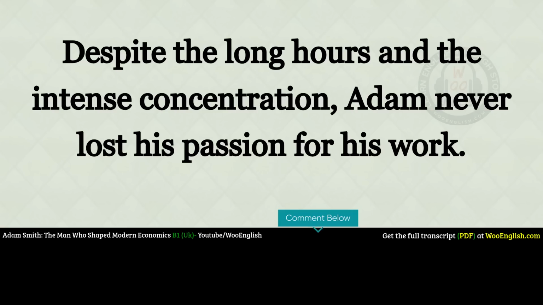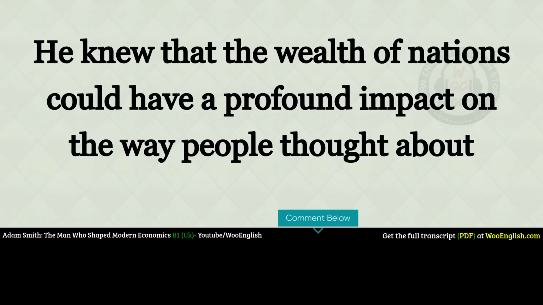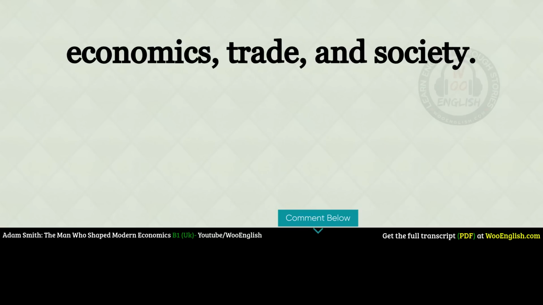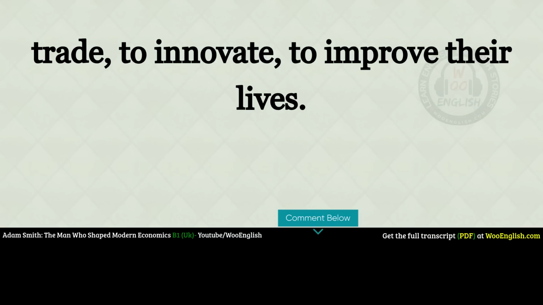Despite the long hours and the intense concentration, Adam never lost his passion for his work. He was driven by a deep belief in the importance of what he was doing. He knew that The Wealth of Nations could have a profound impact on the way people thought about economics, trade, and society. He believed that his book could help create a better world, a world where people were free to trade, to innovate, to improve their lives.